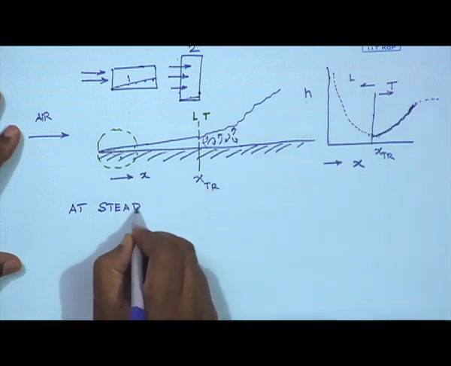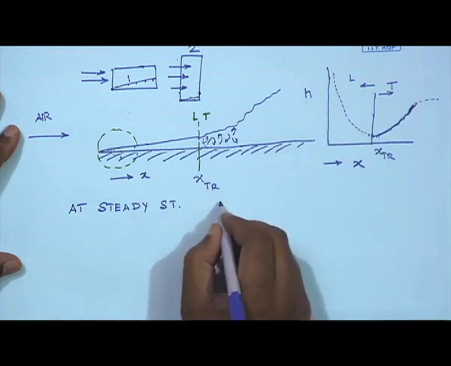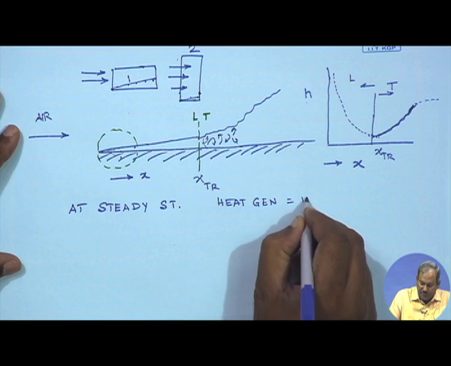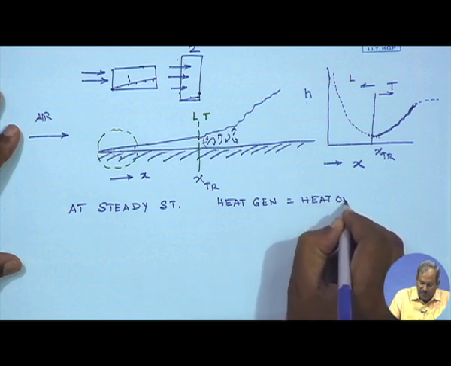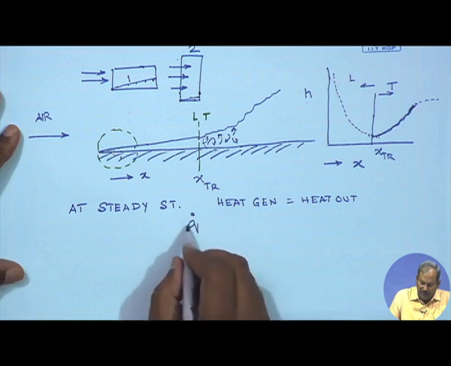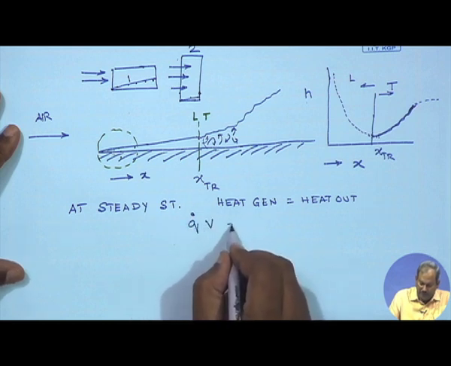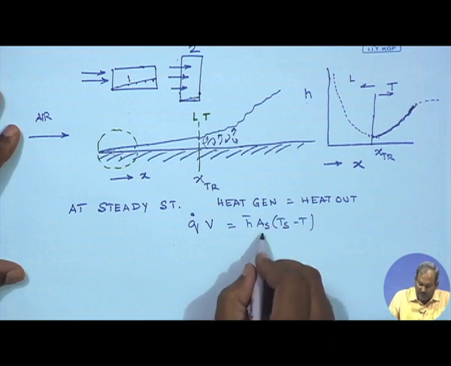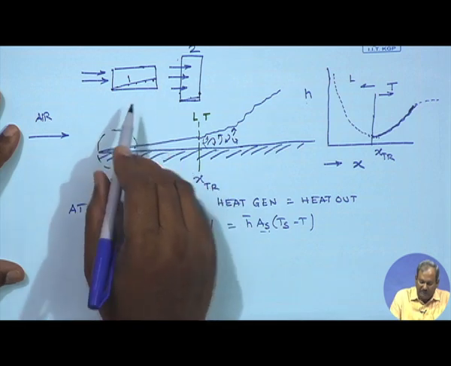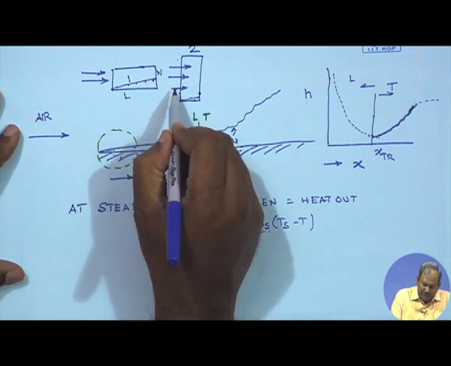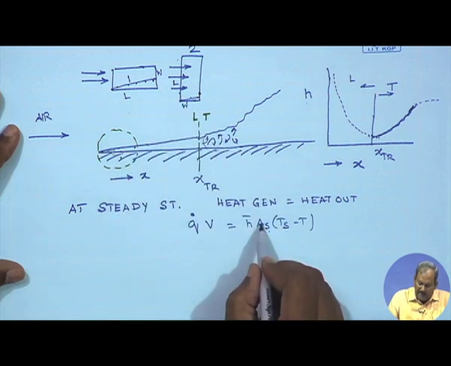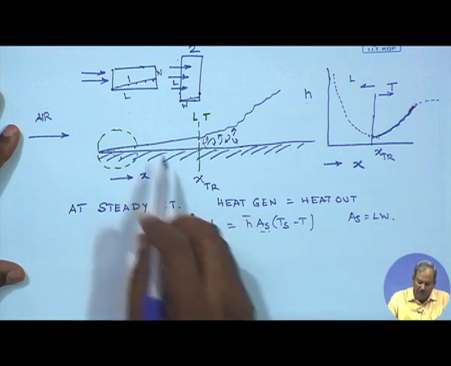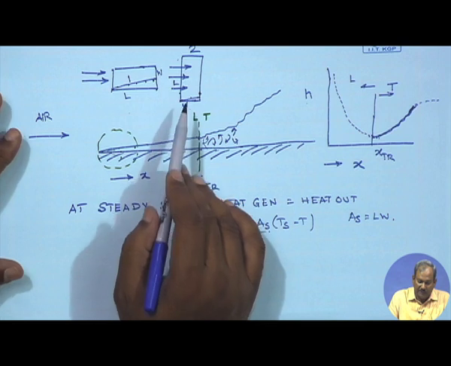So at steady state, what you are going to have is heat generation must be equal to heat out, and heat generation is Q dot, the amount of heat generation per unit volume, times V, which equals H bar times A_s times (T_s minus T infinity). So here A_s is independent of orientation. Here this is length, this is width, this is length, this is width. So your A_s would always be equal to L times W, but the value of H bar would be different based on how you have placed it over there.